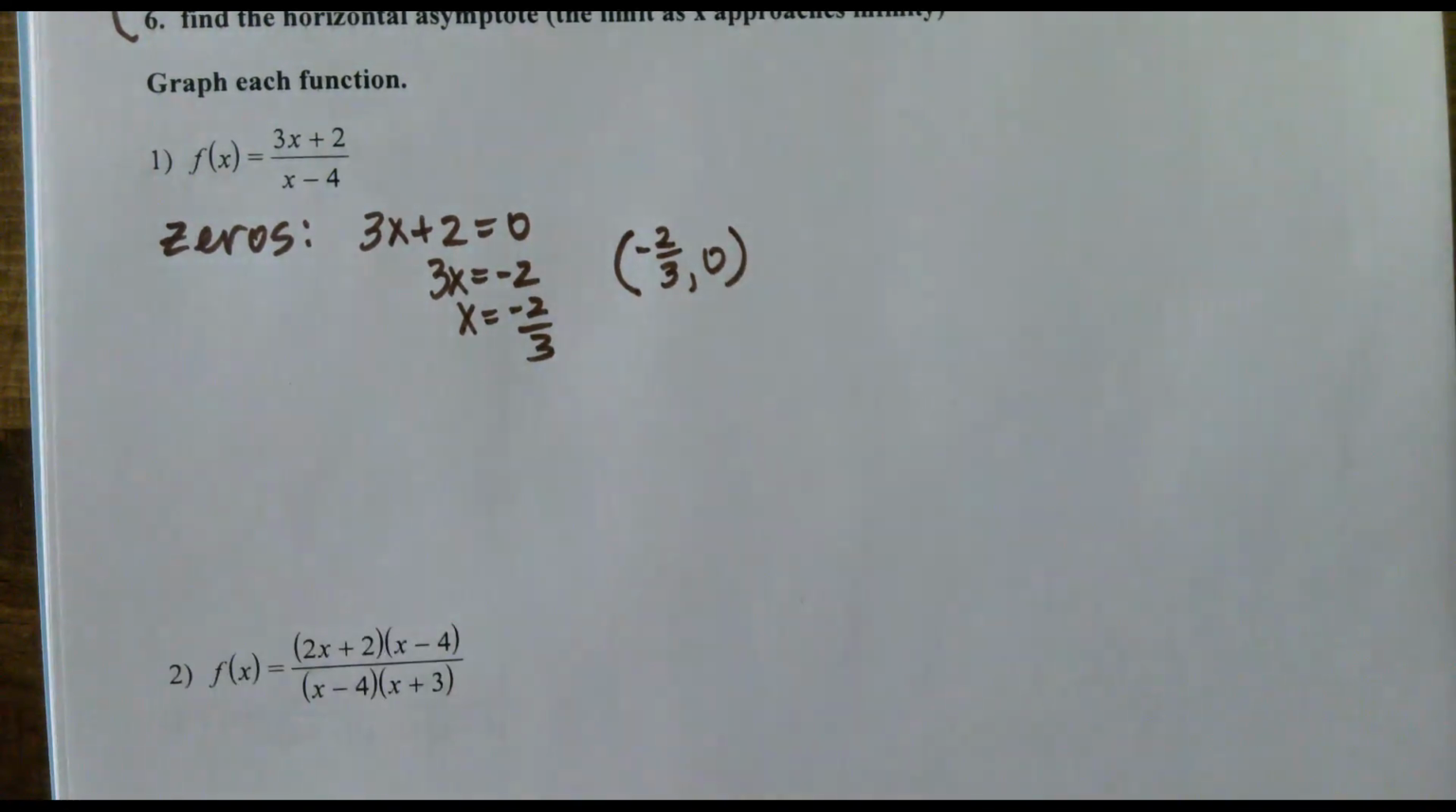Because all I'm really doing is setting the function equal to 0, that's what it is. And then it's 0 equals 3x plus 2 over x minus 4. I get the x minus 4 out by multiplying it out of the denominator, leaving me with 0 equals 3x plus 2. So my shortcut is just set the numerator equal to 0. The denominator is going to multiply out.